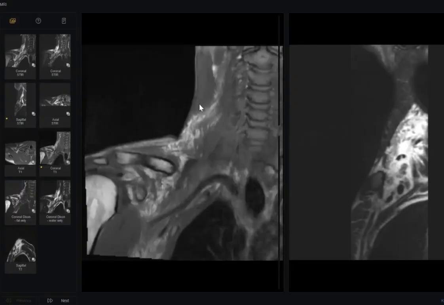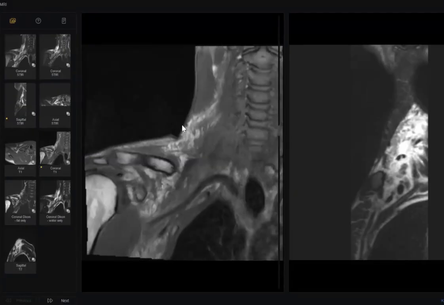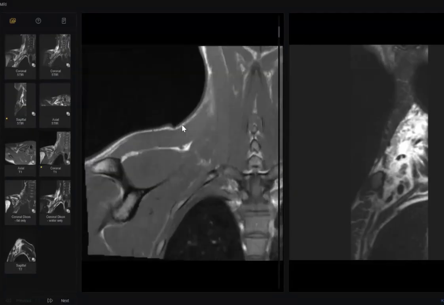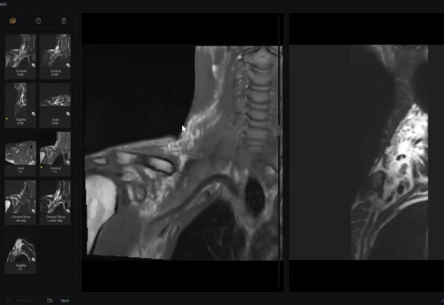But the fat is within the muscle. Look, the brachial plexus is this pathway, but the fat is here in the muscle. Is it clear for you? Yes, yes. Thank you, doctor. Okay, thank you.